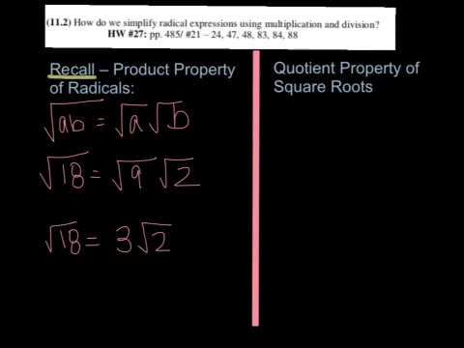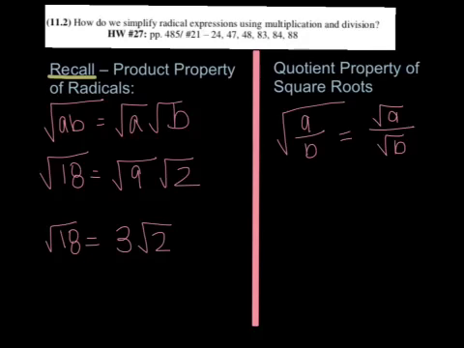Okay, so now let's review the quotient property for radicals. Essentially, we're doing the same thing. So we're going to start off with radical a over b. And just as we did with the product property of radicals, we're going to take the square root of each term. So we're going to have radical a over radical b. We're essentially finding the square root of each, the numerator and the denominator.